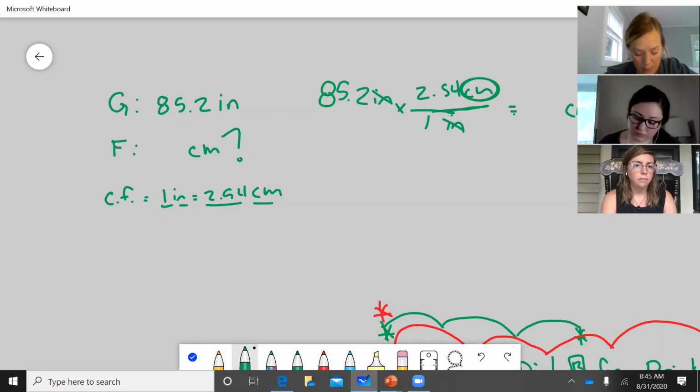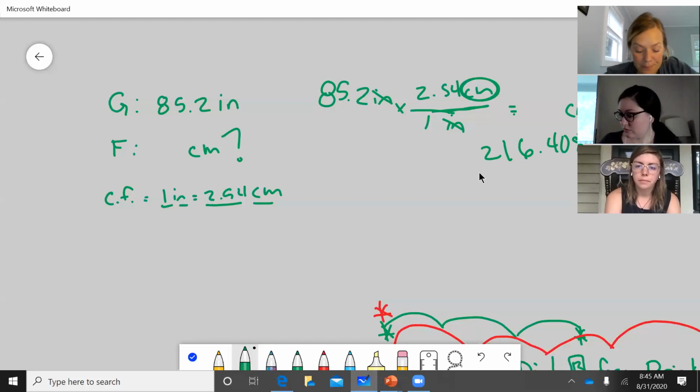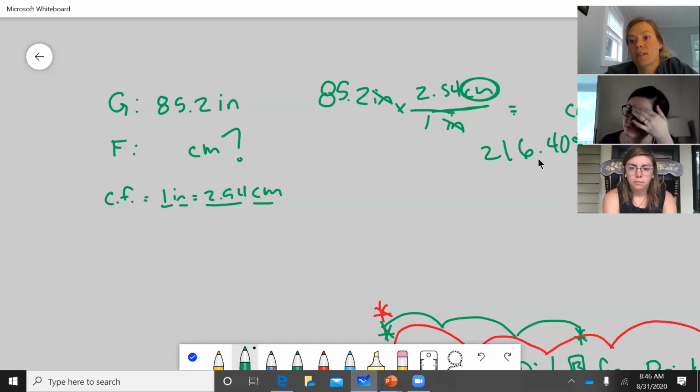(85.2) times 2.54. So I don't think about, oh, I've got to multiply it or I've got to divide it depending on which direction. I just set it up in my dimensional analysis and let it tell me what to do. So it says, take this number, multiply it by this, and divide by a 1. So I end up getting 216.408. The last thing we need to do is round this to the correct number of sig figs.